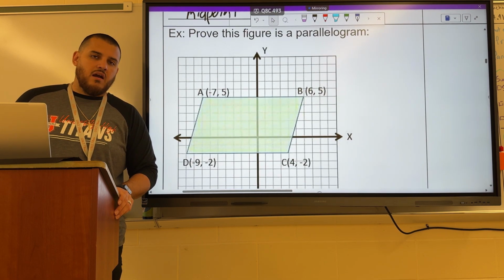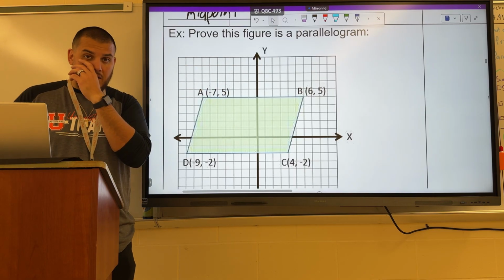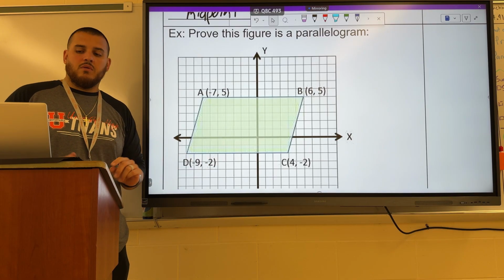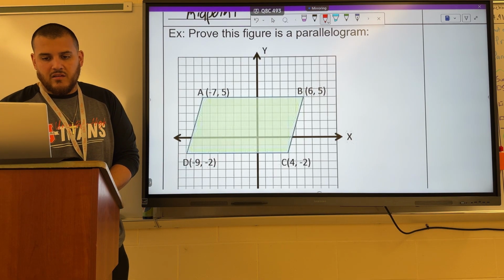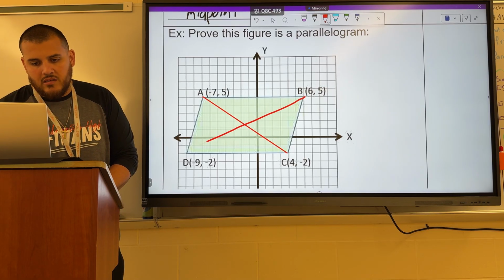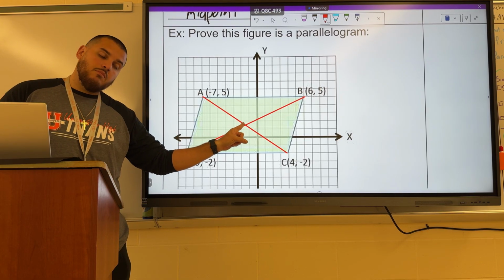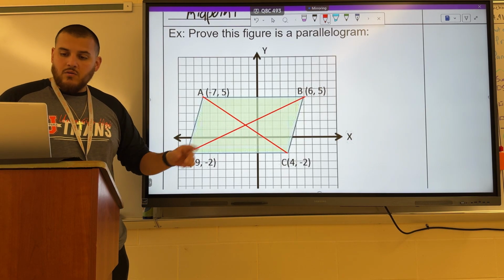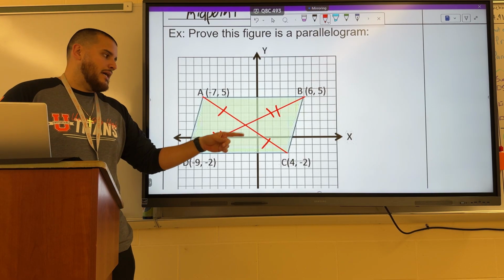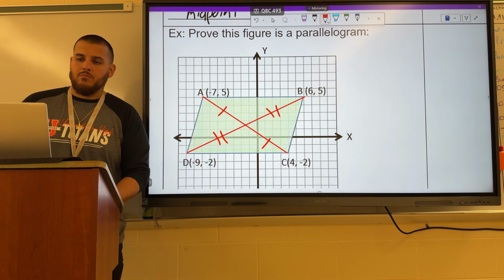All right, so we're going to see how that works here. We have a figure on a graph, A, B, C, D. We are being asked to prove this is a parallelogram. And again, we're going to learn there's several ways to do that, but we're going to apply our midpoint method here. There exists on this figure a diagonal from A to C and a diagonal from B to D. And if we can prove that those diagonals have the same exact midpoint, then that would mean this piece is congruent to this piece is congruent to this piece. The diagonals would be cutting each other in half, and therefore this shape would be a parallelogram.